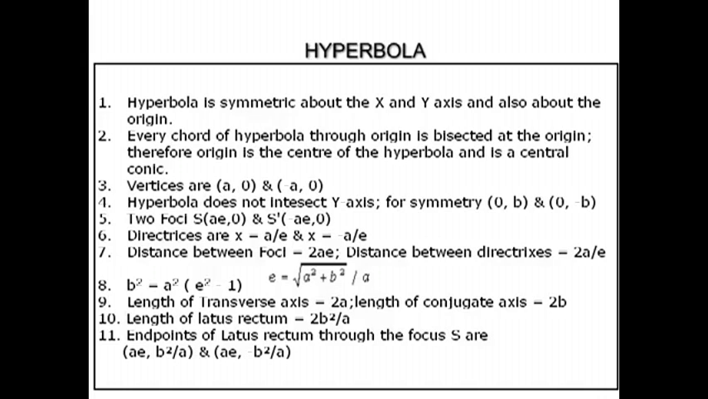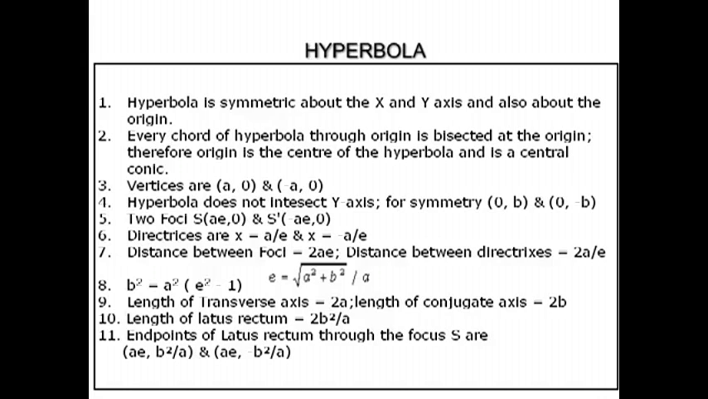Hyperbola has two foci, S (a, 0) and S dash (minus a, 0). Corresponding directrices are x equal to a upon e and x equal to minus a upon e. The distance between foci is twice a and the distance between directrices is 2a upon e. Here we have taken b square as a square into e square minus 1. Therefore, on rearranging the terms, we get e equal to root of a square plus b square upon a.